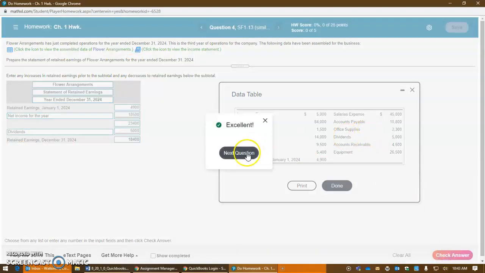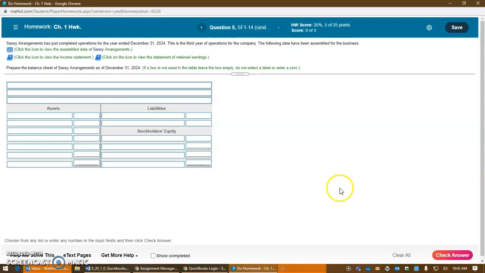Let's check answer and let's do the next one. I'll do the next one in the same video. This is the balance sheet. So the balance sheet tells us as of this point in time where we stand, like what's our total assets, our liabilities, and our equity. It's basically the accounting equation in a report.